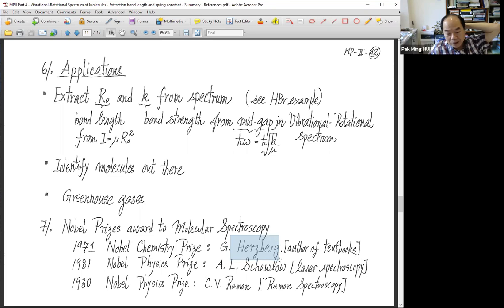Herzberg, a rather famous atomic physicist, wrote many books on atomic spectra and molecular spectra, one thick book on each. And then in the late 60s, the laser became popular, and many people used the new laser to make spectroscopy much more accurate, with higher resolution.